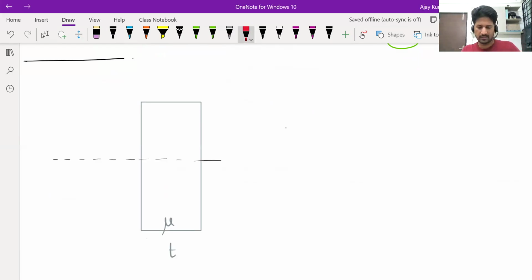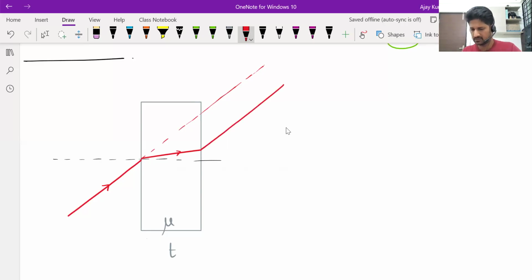When light is incident at an angle like this, when it enters from air into glass, it bends towards the normal. Let's draw the original path of the light ray. This is the original path along which it was traveling. It bends towards the normal, and here it bends away from the normal, and finally travels like this. So you will have to derive this shift. That's called the lateral shift of the light ray.